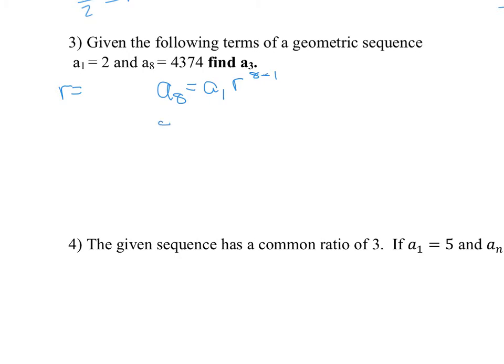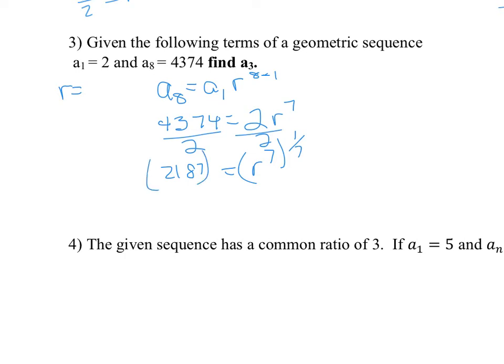So A8 is 4374. It equals 2 times r to the 7th. Divide by 2. R to the 7th equals 2187. Raise both sides to the 1/7 power. And r equals 3. That's exciting.